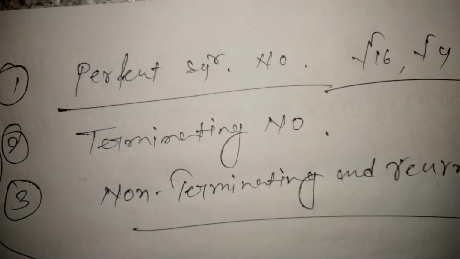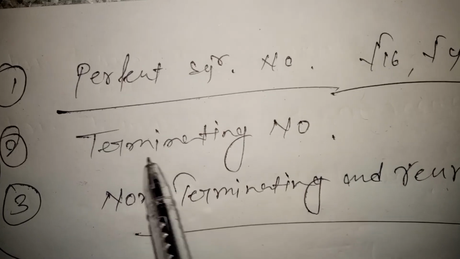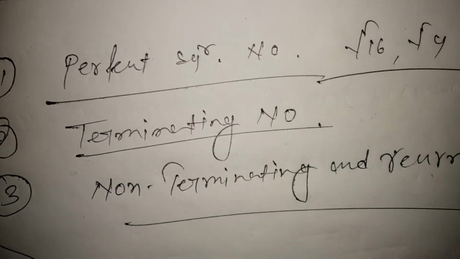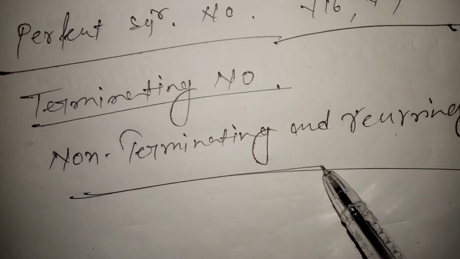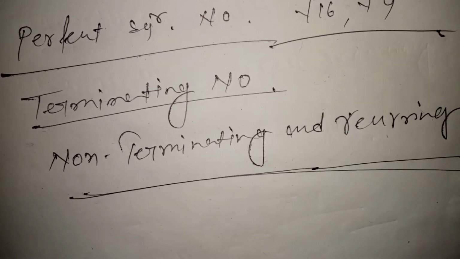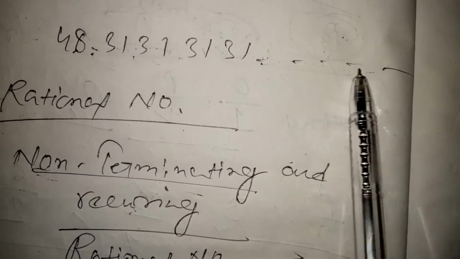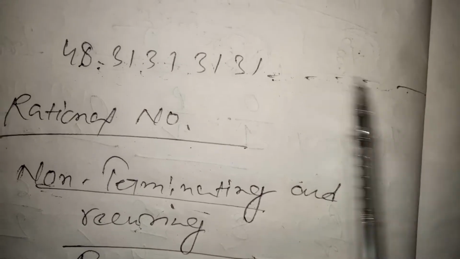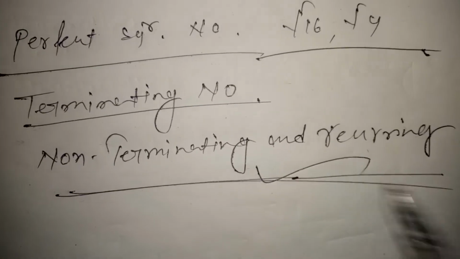These are the 3 conditions to find out whether the number is a rational number or not. Perfect square number; decimal expansion, that means after dividing it should be a terminating number; and number 3, if it is non-terminating, then it should be recurring. That means it should be repeating like this, 48.31, non-terminating, it is going on. That is why it is called non-terminating but repeating or recurring, 31 31 31. If the answer is like this, then also it will be called a rational number.